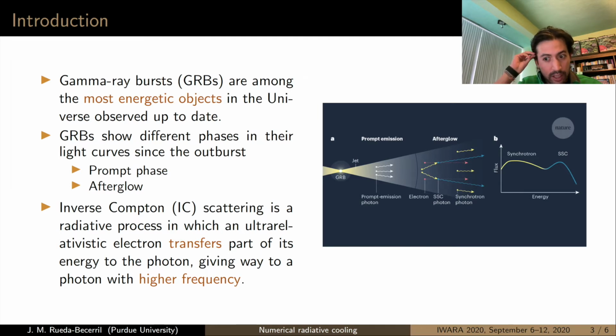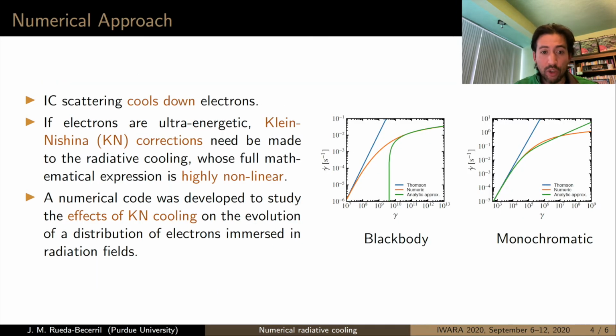It is thought that in this later stage, the afterglow, accelerated electrons interact with photons in the surrounding medium or photons in the same outflow, producing ultra high energy photons through inverse Compton scattering, transferring part of their energy to those photons. The inverse Compton scattering cools down these electrons, affecting their distribution.